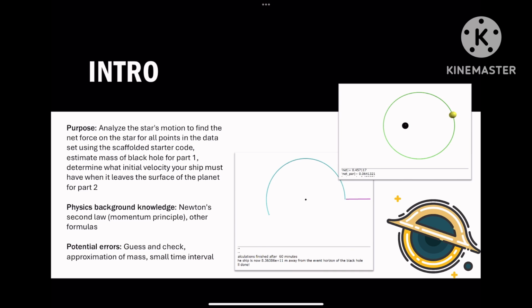So here's a preview of the main results. Here's what the pathway of both parts look like in GlowScript. As you can see, the star orbits the black hole in a circular motion, and we're able to compute the mass from this motion. The other graph shows the motion of both the planet and spaceship, and we are able to check which initial velocity will cause the spaceship to crash into the planet or get sucked in by the black hole.